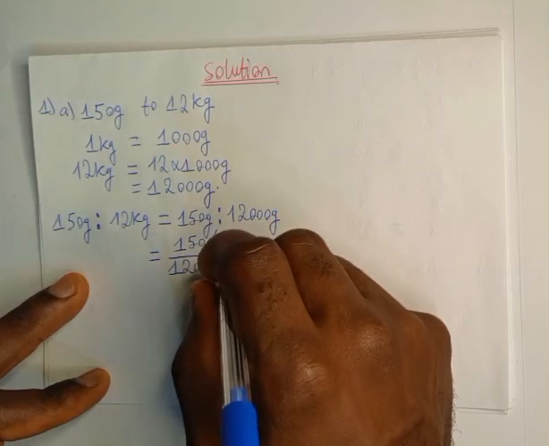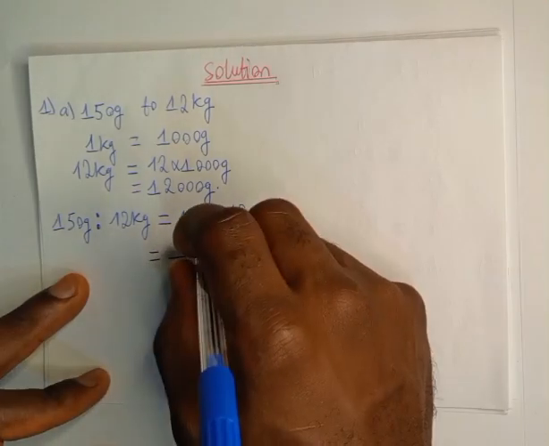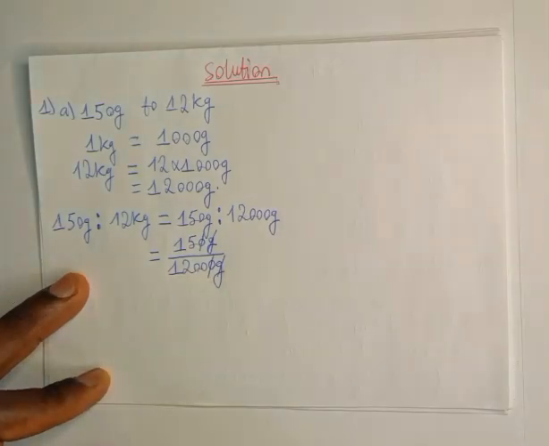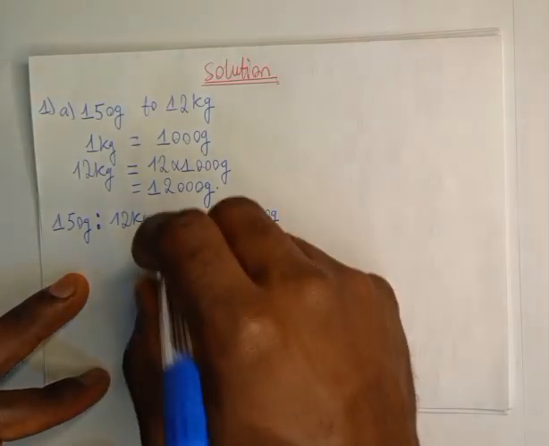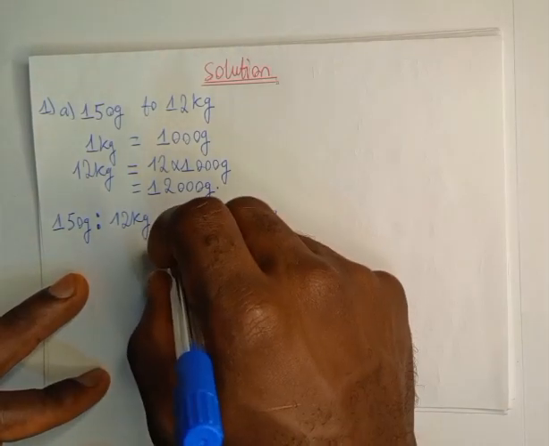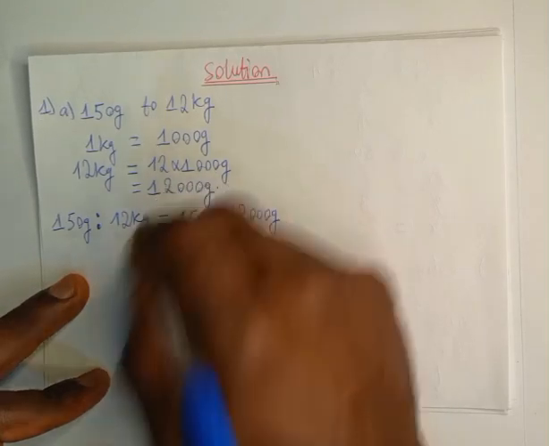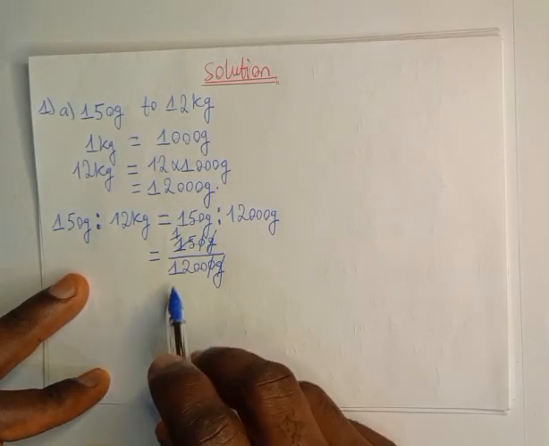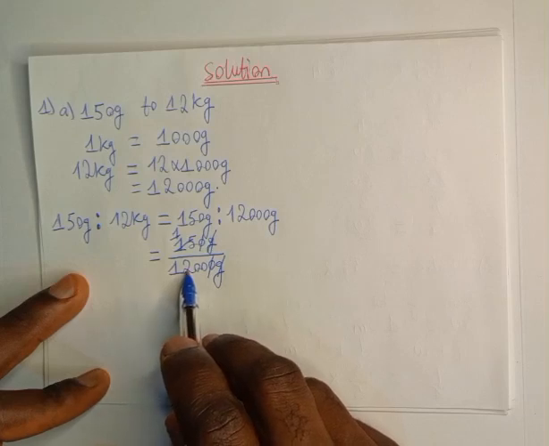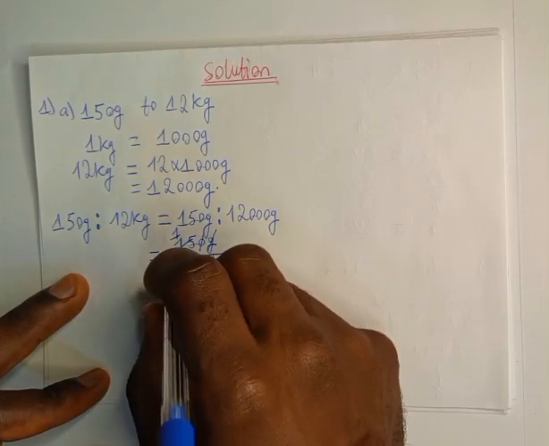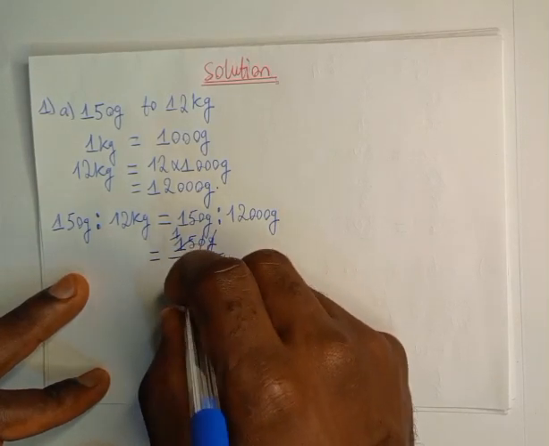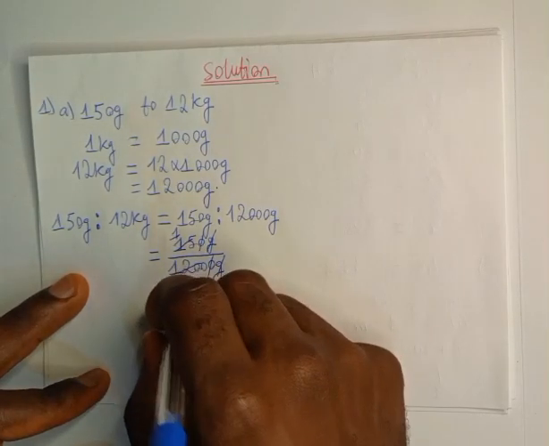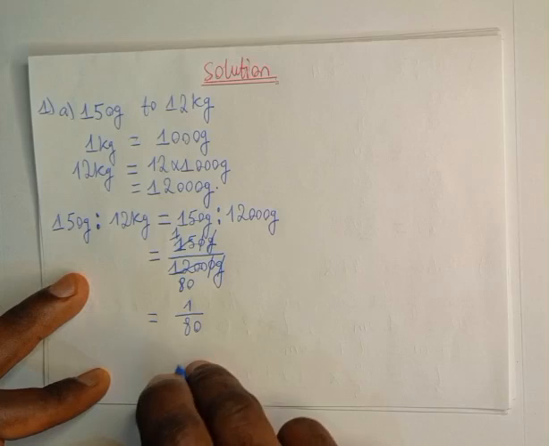The grams will strike off. 1 zero will strike off 1 zero. 15 will go into 15 one time. 15 will go into 1200, 80 times. This will simply be equal to 1 all over 80.